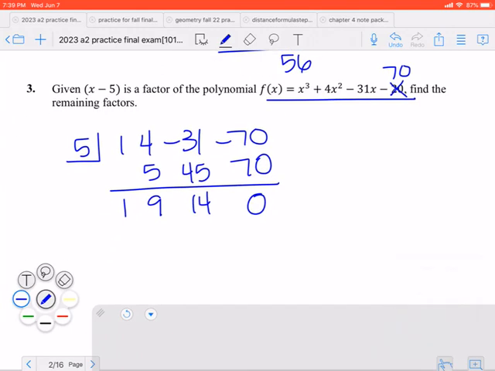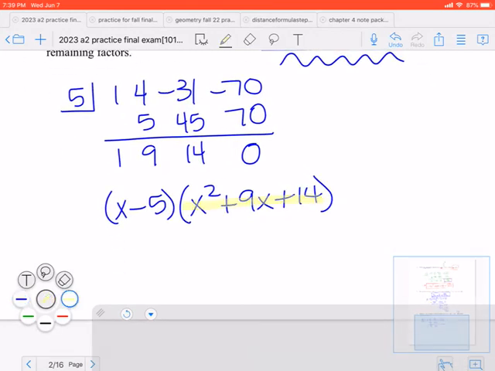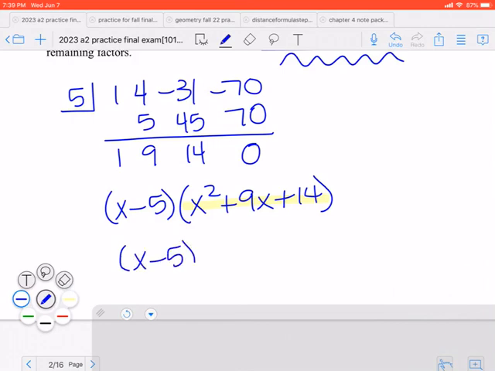So this factors into x minus 5 times 1x squared plus 9x plus 14. It says find the remaining factors. So that means that that is going to factor even further. That is just a regular quadratic trinomial, the easy kind. So I need two numbers that multiply to 14, add to 9. So it'll be x plus 7, x plus 2.